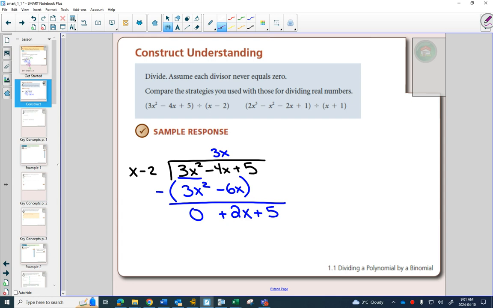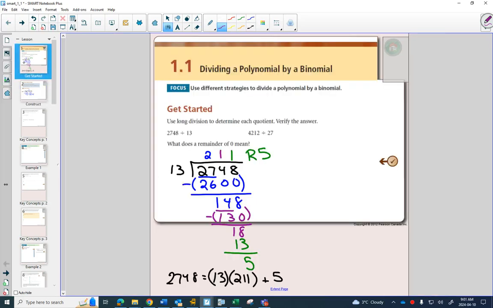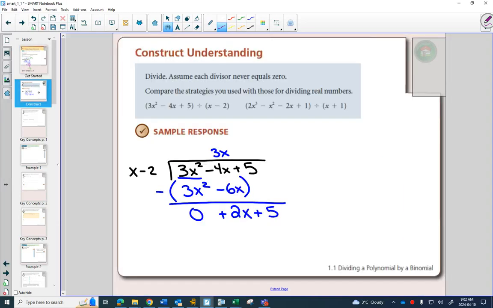I switch colors. I have to do this process again, just like in long division, right? In long division, now that I got the 148, I looked at the first numbers and saw 14. And I'm like, ooh, I can get 13 out of there. Now what are my first numbers in algebra? My first number in algebra is the 2x.